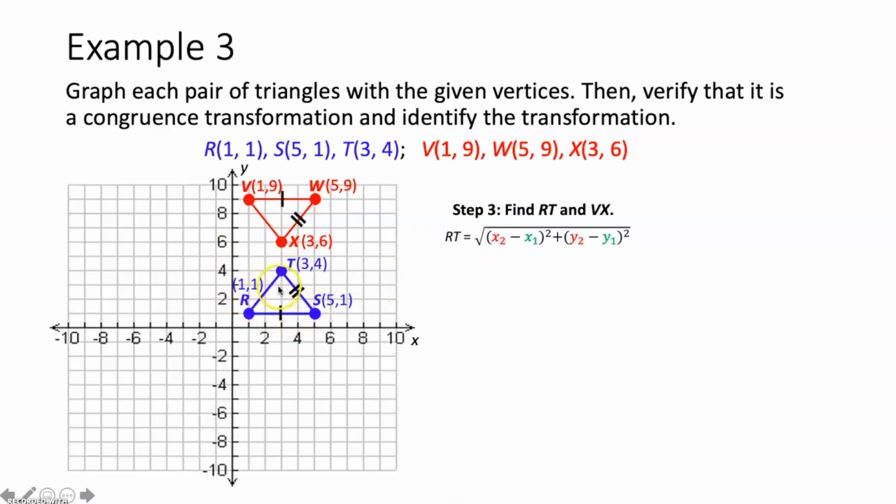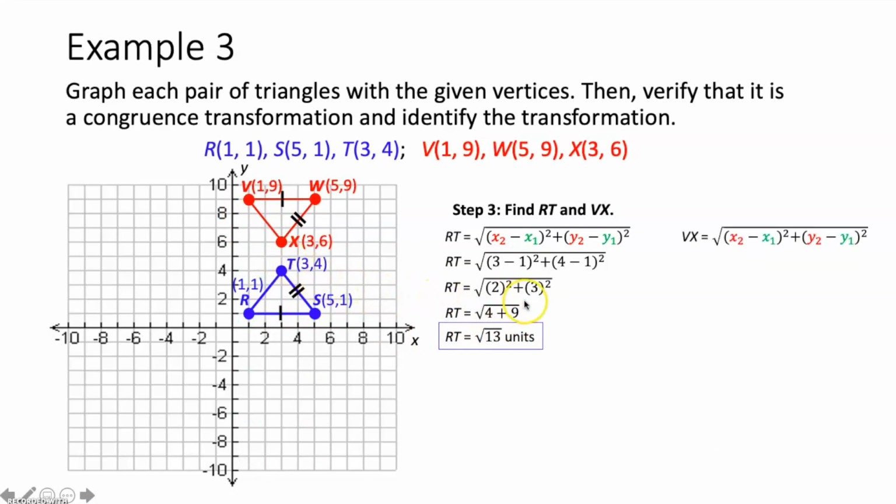So to find the measure of segment RT, we again need the distance formula. We choose one of these points to be x sub 1, y sub 1, the other one to be x sub 2, y sub 2. We plug each of these coordinates into their corresponding spot in the distance formula, and we simplify. 3 minus 1 is 2. 4 minus 1 gives you 3. 2 squared is 4. 3 squared is 9. 4 plus 9 is 13. And again, rad 13 cannot be simplified, so we know the measure of segment RT right here is rad 13 units. Let's check to make sure that the measure of segment VX is also rad 13 units.